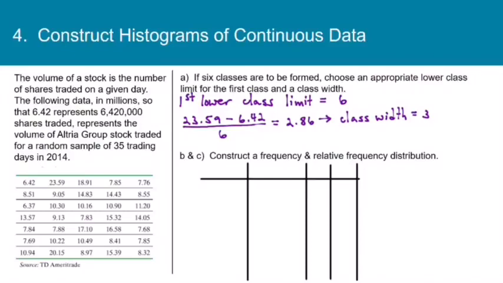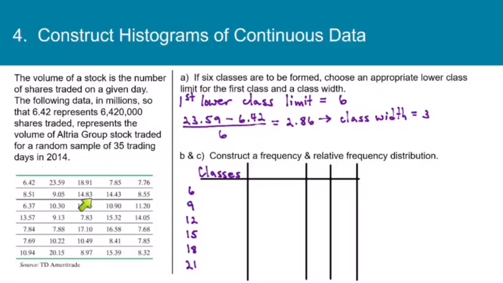And now let's make our frequency distribution and our relative frequency distribution. If we start with a first lower class limit of 6 and we want a class width of 3, then 6 plus 3 is 9, and then plus 3 is 12, and keep going until we can see that the next lower class limit would be bigger than our biggest data value. So the next lower class limit would be 24, but I don't have any data to go in that class. And now let's go ahead and get the upper class limits.